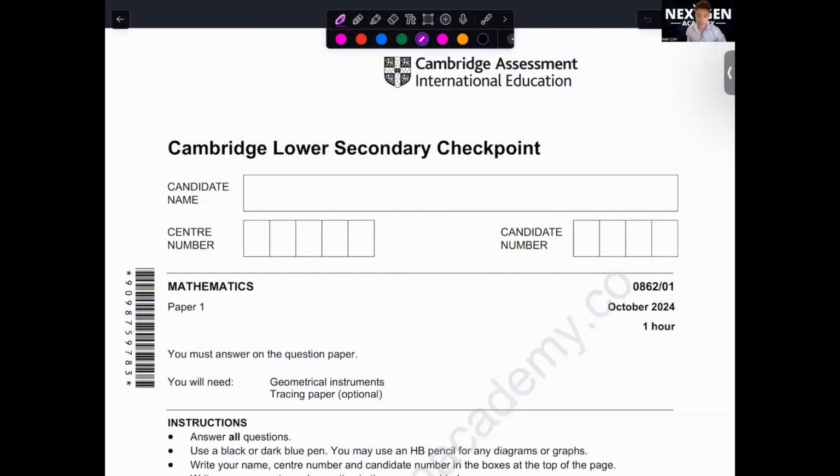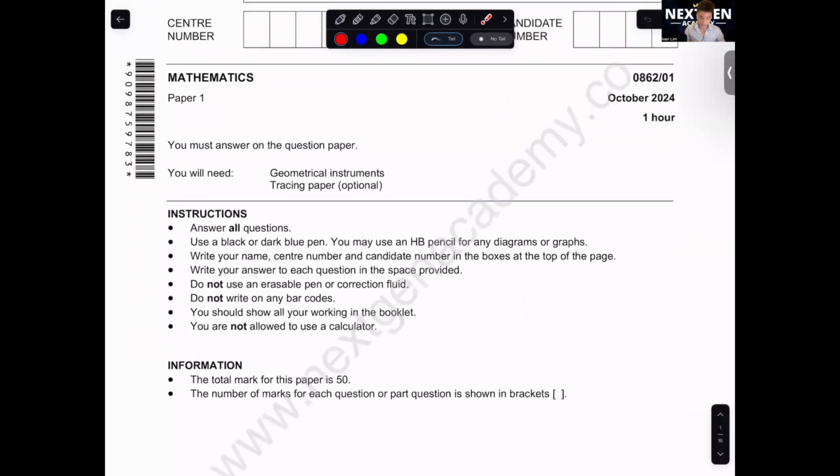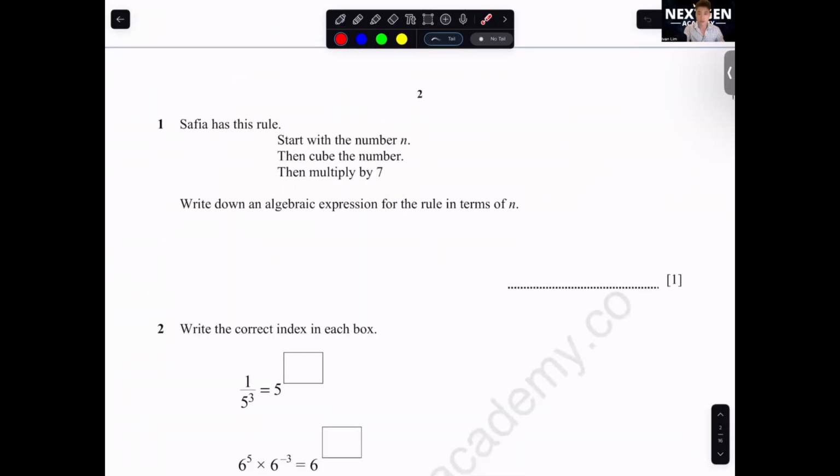All right. Okay, welcome back, my NextGen family. Today we are going to go through this paper, October-November 2024, paper 1. We're going to do this without a calculator. Question number 1.